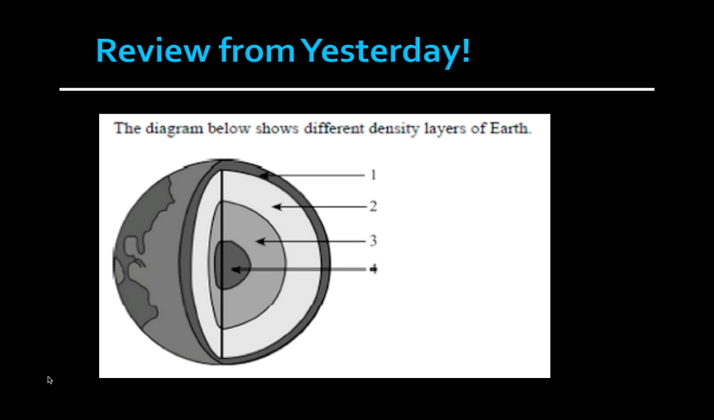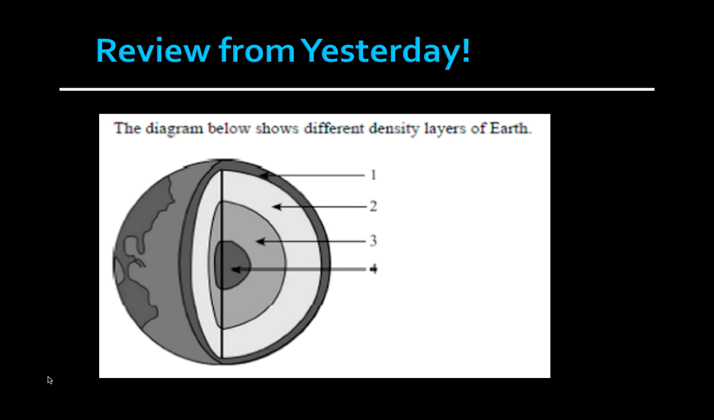Number 3 is the outer core. This contains liquid iron that also circulates. This circulating motion of the liquid iron generates what we're going to discuss today, the Earth's magnetic field.